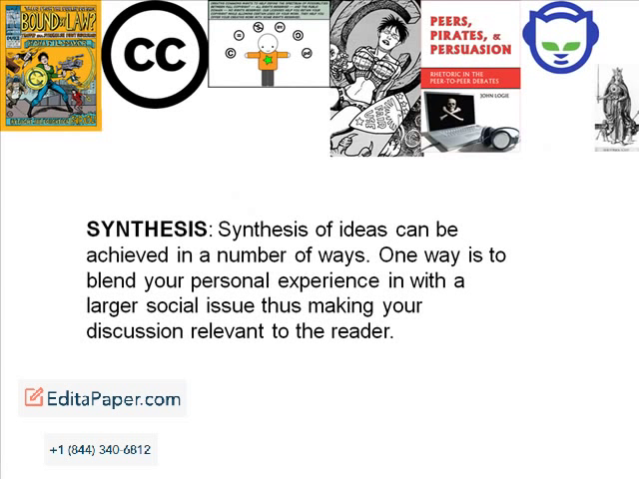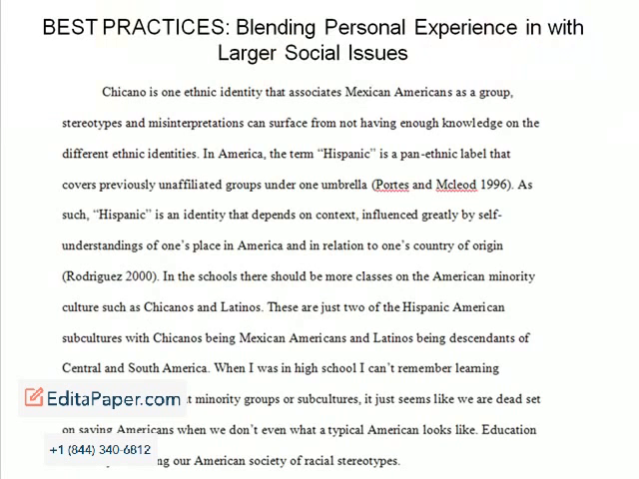Synthesis. Synthesis of ideas can be achieved in a number of ways. One way is to blend your personal experience in with a larger social issue, thus making your discussion relevant to the reader. I'm not going to read this, but I'll just read the first sentence. Chicano is one ethnic identity that associates Mexican Americans as a group. Stereotypes and misinterpretations can surface from not having enough knowledge on the different ethnic identities. The writer goes through this particular paragraph, brings in outside material, research, and then blends it in with his own experience. Okay, so this is one way to get really good synthesis in your paper, which will raise your grade.